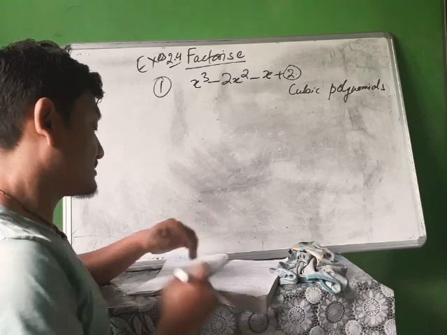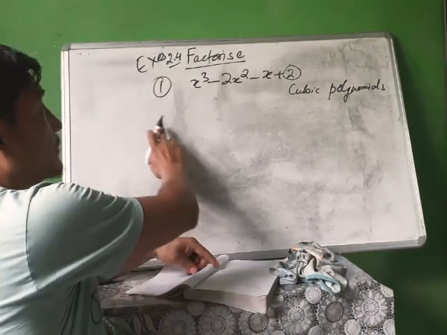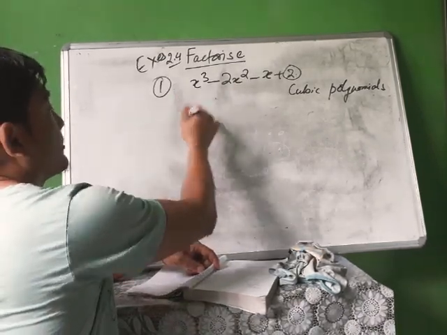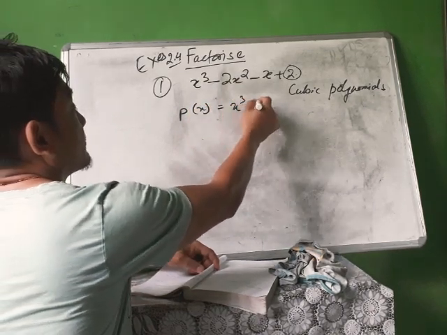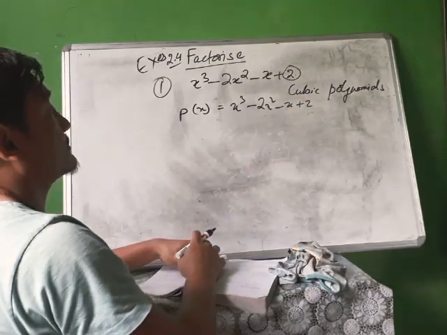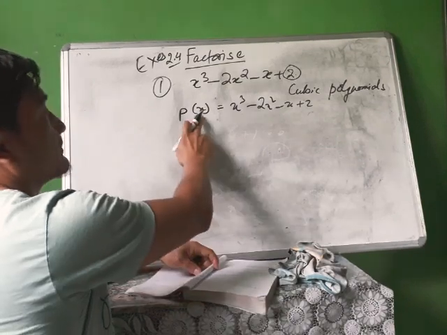So here I am just going to show you how to do this. First of all, we will go with plus 1. Let this polynomial be p(x) equals x cube minus 2x square minus x plus 2. Here we are going to use plus 1 as a value of x.